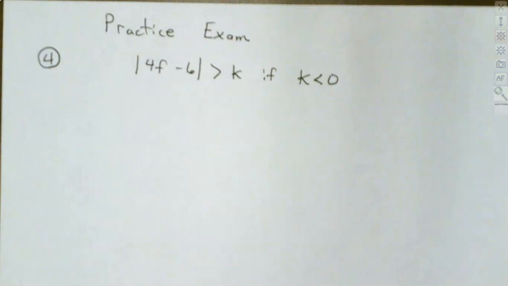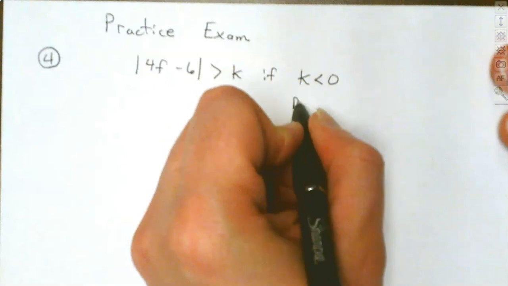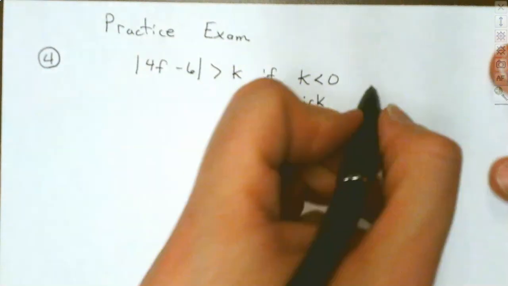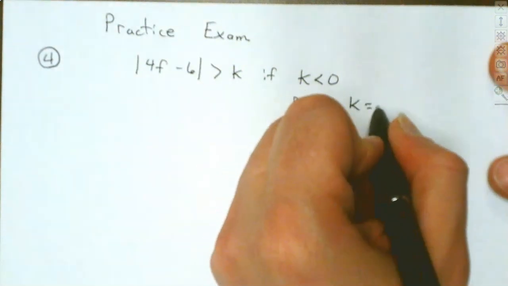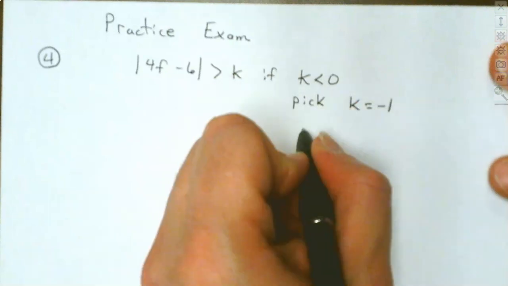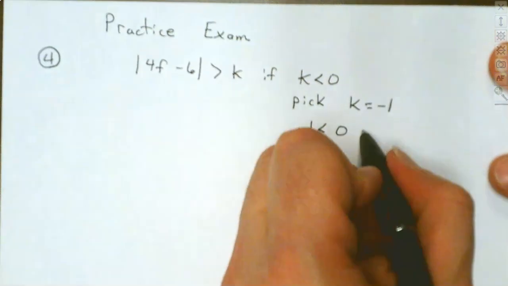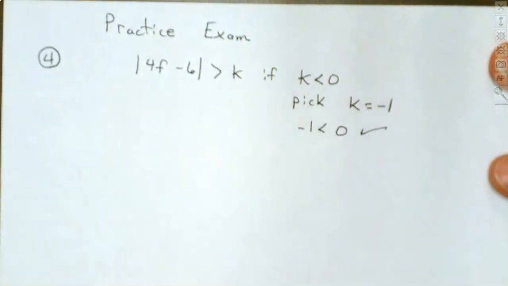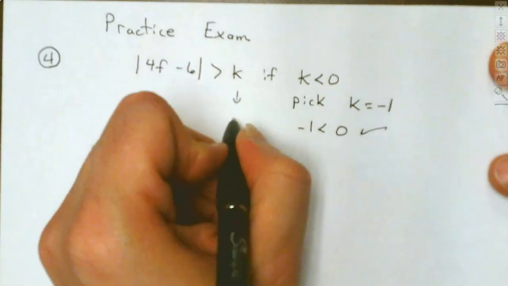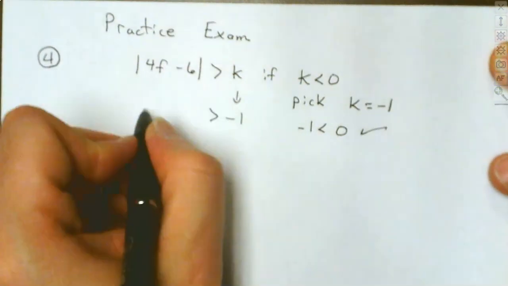How would we work this one out? This one has a condition, and what is the condition? It says k is less than what? 0. So we pick a value for k that is less than 0. Does not matter what we pick. So let's pick k equals -1. And is -1 less than 0? Yes. So that means then that we can plug in that -1.